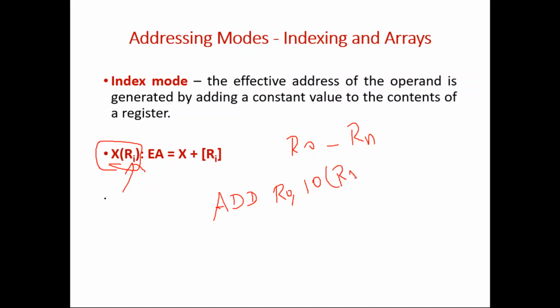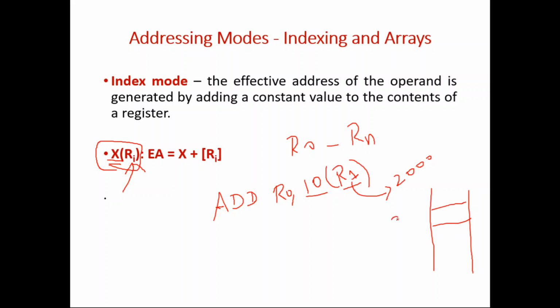Okay, so what does it mean? See, this 10 is a constant. Okay, that is what here x. This Ri is some register. Here we have given Ri within brackets. That means it is an indirect addressing mode. It means R1 is referring to some address. So if R1 contains 2000, it refers to the address 2000.